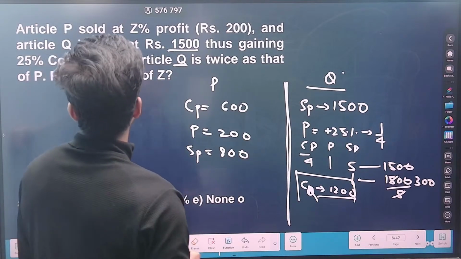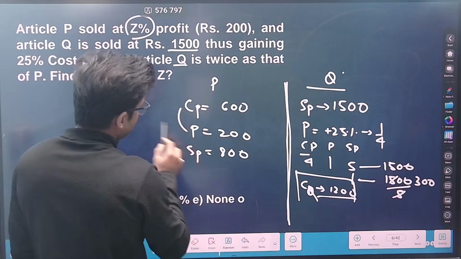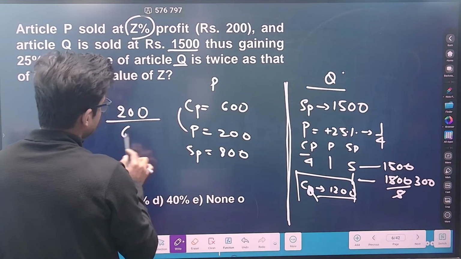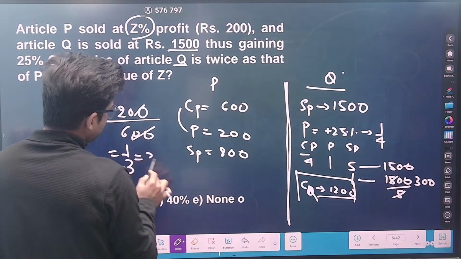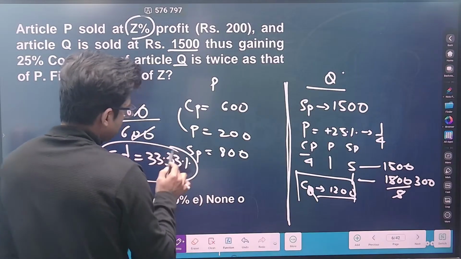They are asking for the value of Z. Article P sold at a Z% profit. What is the Z% profit? So basically profit is 200 on the cost price which is 600, correct? The 0s get cancelled out, which is 1 by 3. 1 by 3 is nothing but 33.33%, that is the answer. I hope you guys have understood the process.